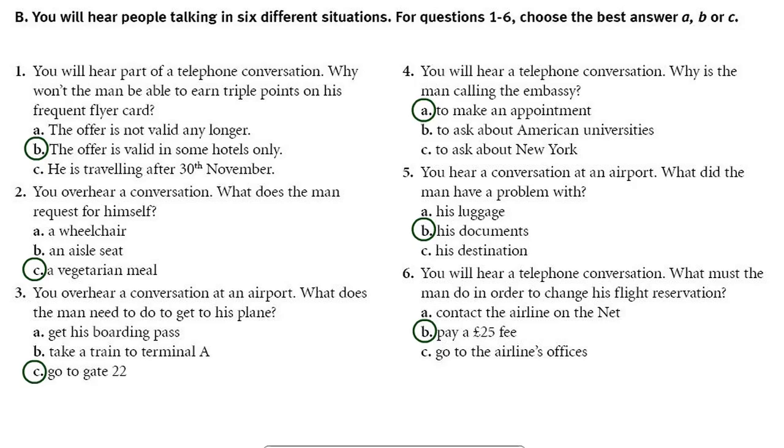2. You overhear a conversation. What does the man request for himself? A. A wheelchair. B. An aisle seat. C. A vegetarian meal.